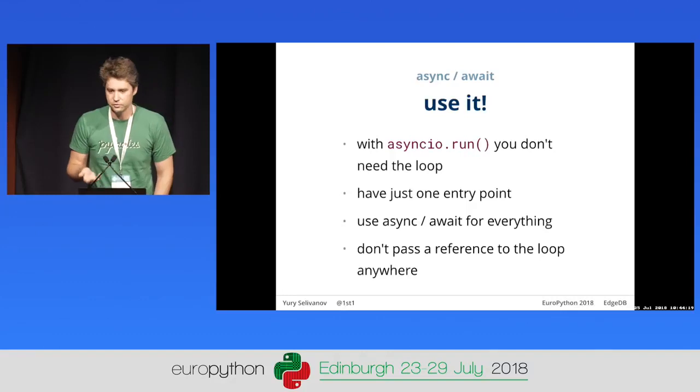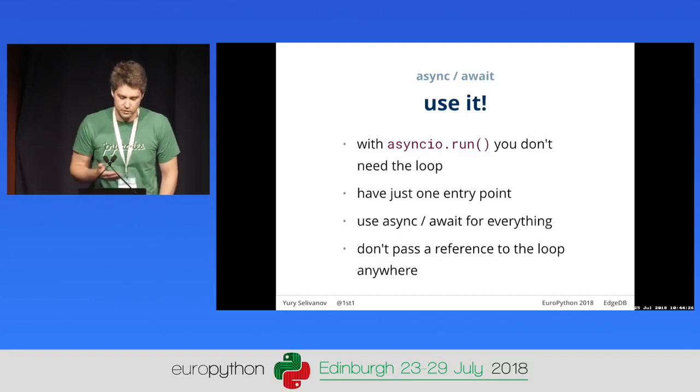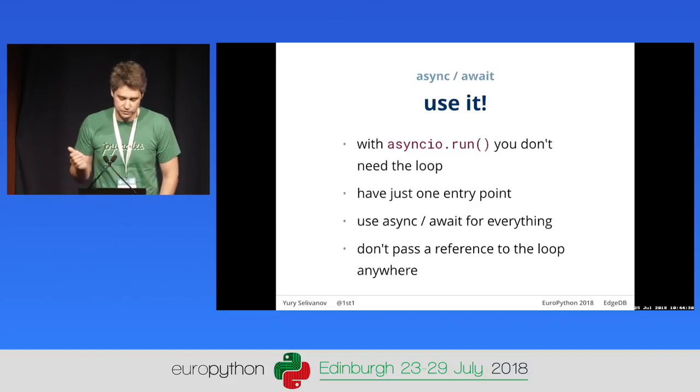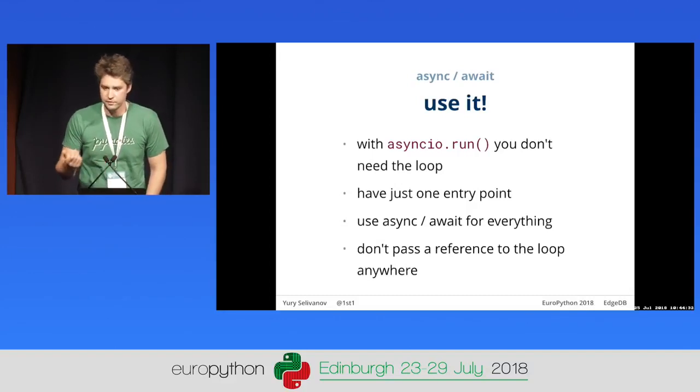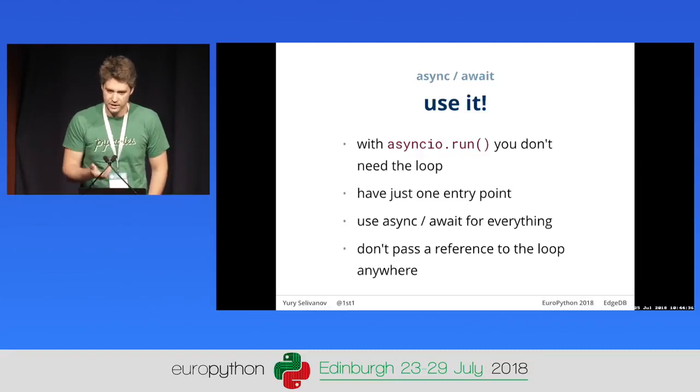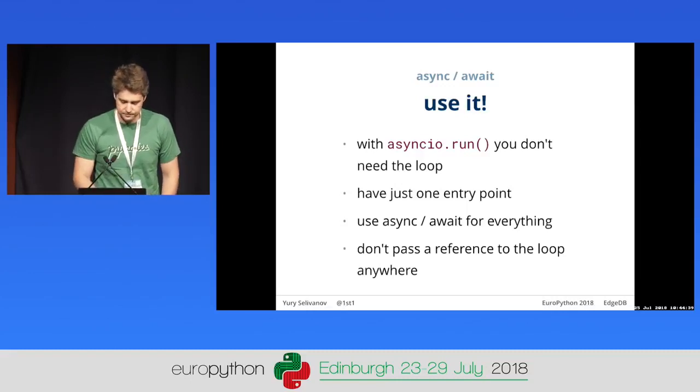You shouldn't really try to use the low level APIs. I cannot really stress this point enough. At this point of time, you really don't need to know about futures and callbacks. Just use async await. Don't pass a reference to the currently running event loop to any kind of libraries. They will be able to get it reliably without your help.